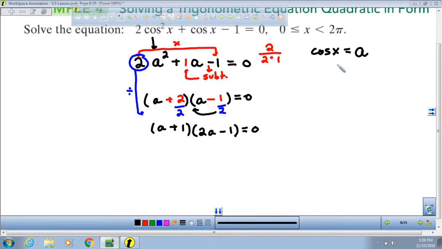So put back the a into cosine of x. So the a, remember, represents cosine of x. Cosine of x plus 1 times 2 cosine of x minus 1. Those are the factors for this.